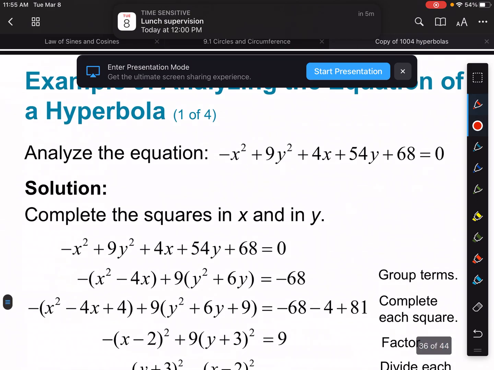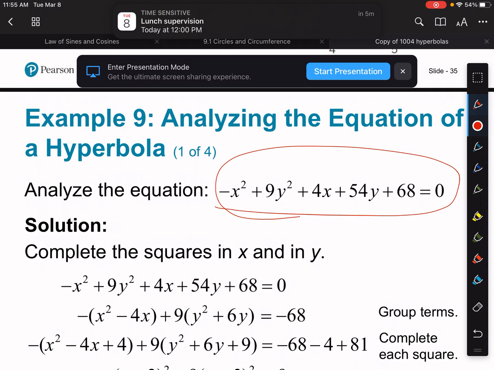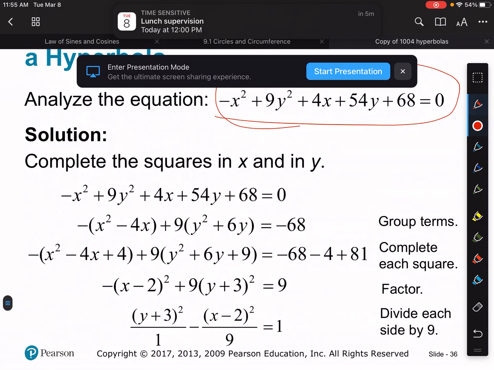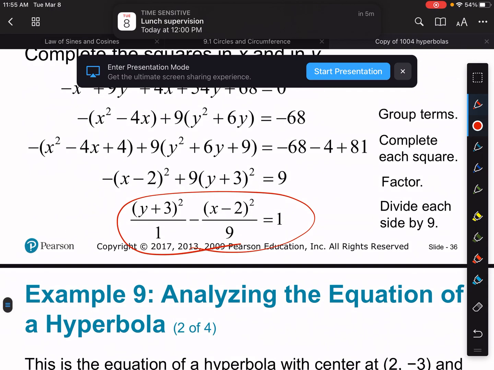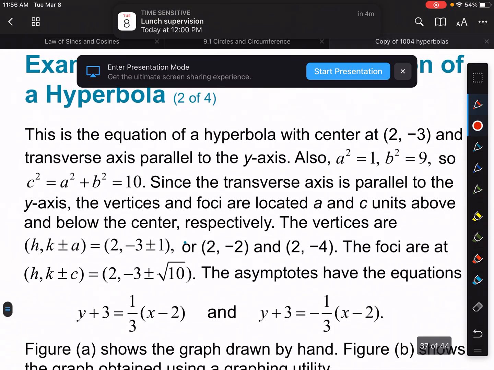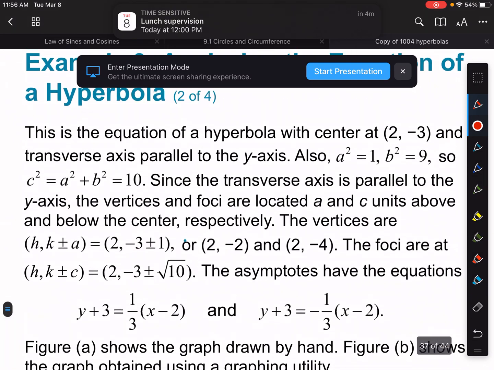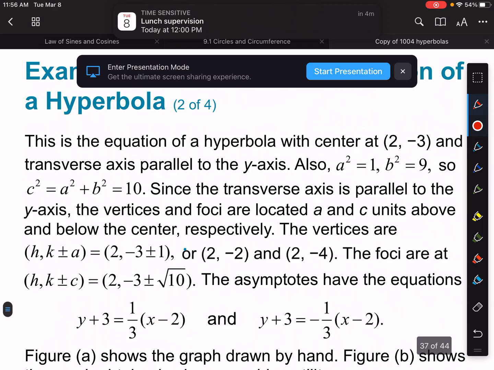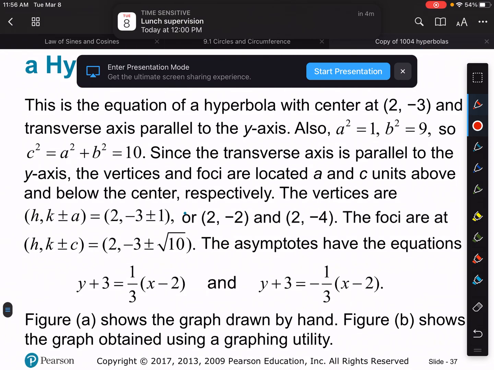All right, the last little bit here, I think I'm going to just end the video now, but for this one, all you're doing here is you're going to group your x terms together, group your y terms together, complete the square, right? And you're left with this guy. So you can pause the video and look to see how they did that. And then down below here, once you find all that, they show you how to come up with the asymptotes, the foci, the vertices, all very related to what we've been doing this whole time.